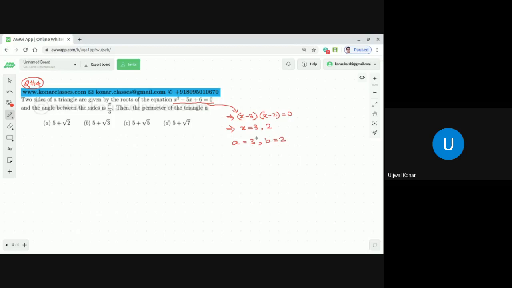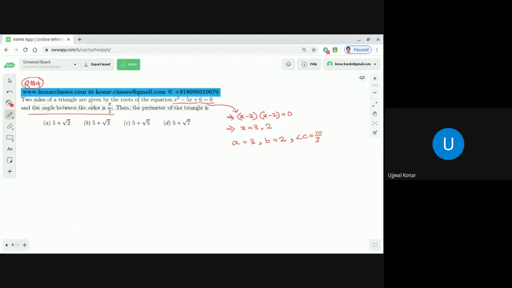And according to the question, the angle between these sides is pi by 3. That means angle C is pi by 3. What we need to find is the value of lowercase c, because that will help us find the perimeter, a plus b plus c. So we need to find the value of c.